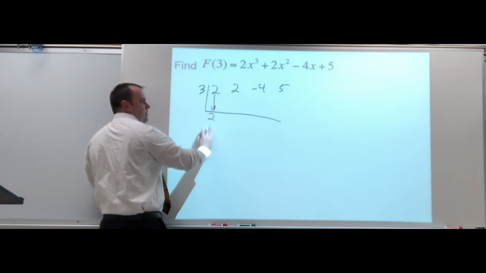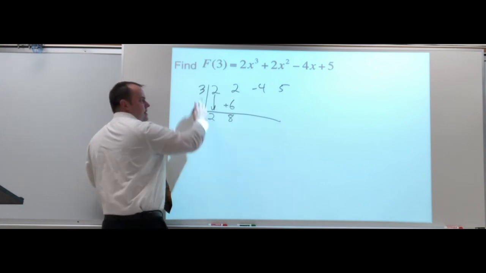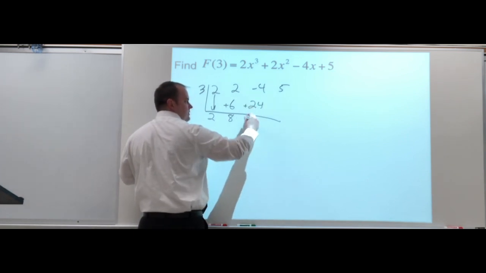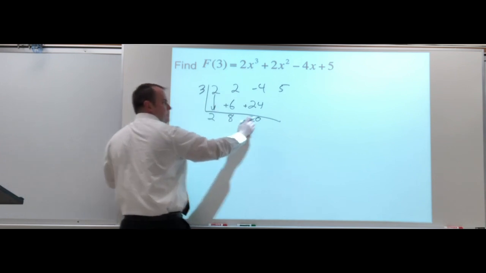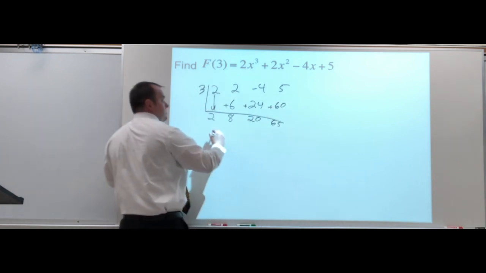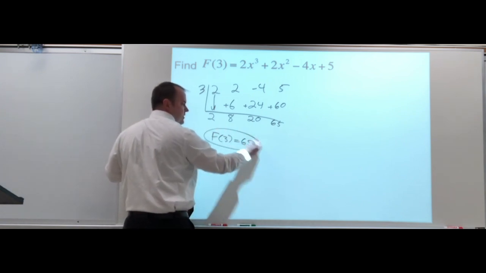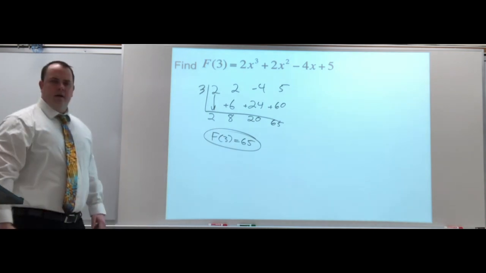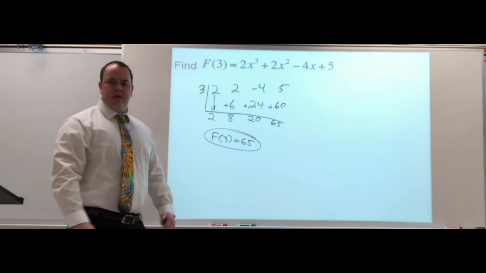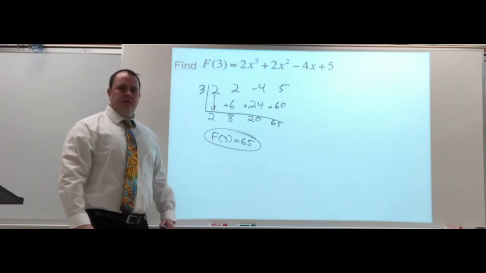I'm bringing down my 2. 3 times 2 is 6. Add, you get an 8. 3 times 8 is 24. Gives you 20. 3 times 20 is 60. So f of 3 equals 65. Okay? So there's synthetic division and the remainder theorem, which uses synthetic division to evaluate. Okay? So that's the end of 6.4, so it'd be good to practice.